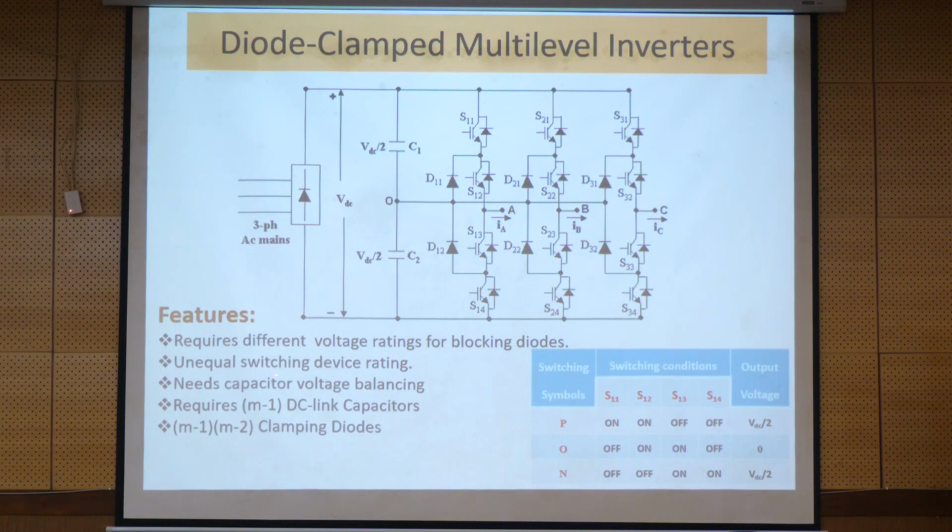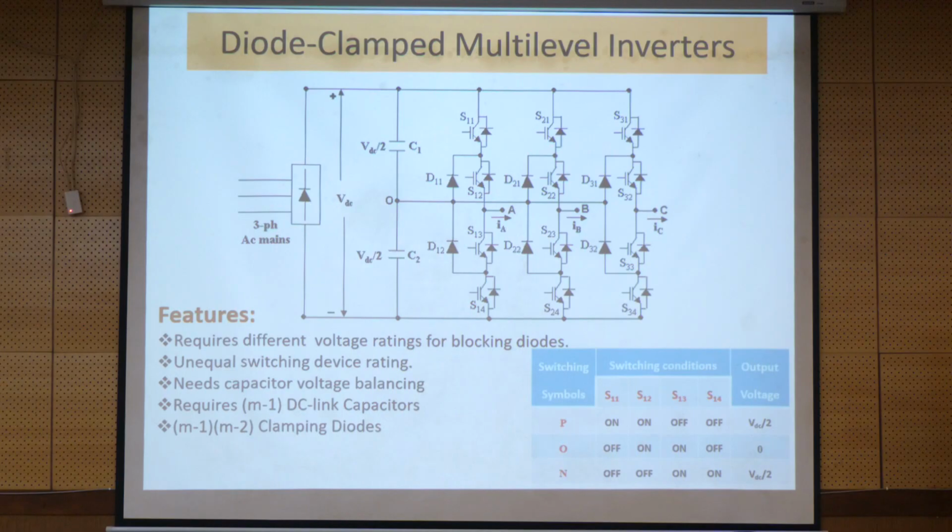I gave the generic formula to do the simple calculation, but many more parameters are there. For the basic comparison I provided, it requires different voltage ratings for the blocking diode, unequal switch device rating, capacitor voltage balancing, neutral point voltage balancing, and the generation of the common mode voltages, that the professor is stressing here. How to eliminate them, and what the consequences are of having the common mode voltages.